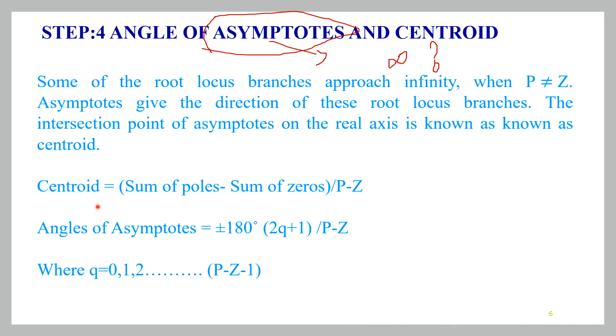What is the centroid then? Where the asymptotes meet the real axis is called the centroid. The centroid is the sum of poles minus the sum of zeros, divided by P minus Z. The poles are the roots when the denominator polynomial is equated to 0, and the zeros are the roots when the numerator polynomial is equated to 0. You need to calculate the centroid and asymptotes only if the branches are going to approach infinity. When they are not, you can skip the step.